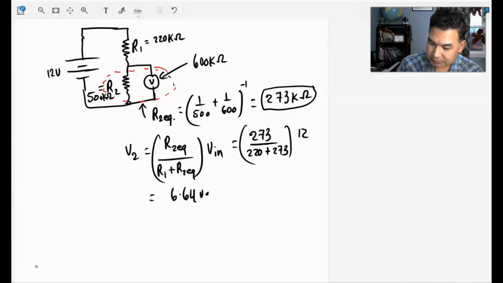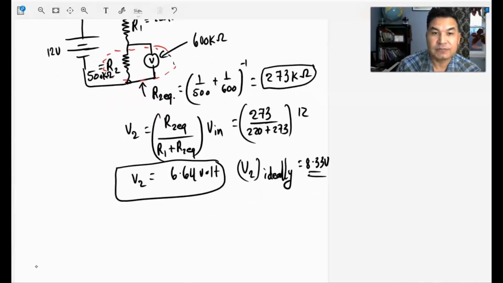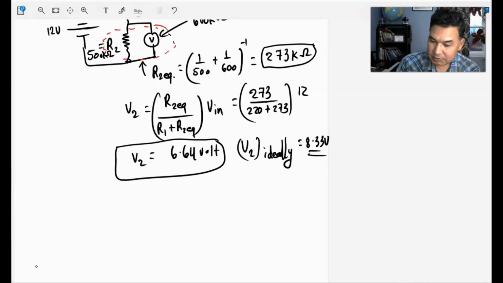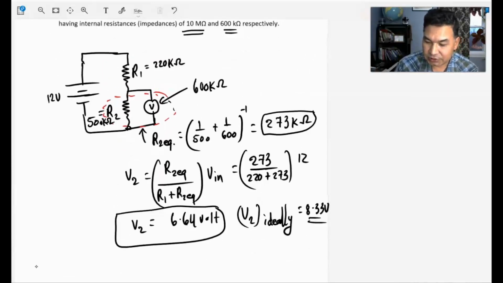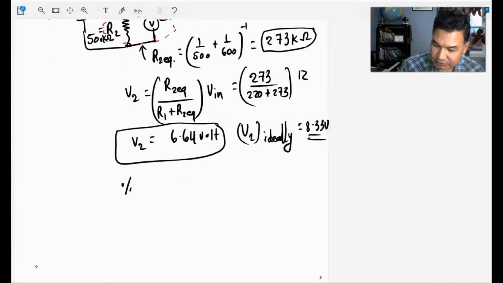And you can clearly see a huge difference in reading. Ideally, it should read 8.33 volts, as we saw from the first part. But it's only reading 6.64, huge difference, right? And it's because of this shunting. This is called shunting effect, because now the voltmeter is not ideal. It has only 600 kilo ohm, which is very low in terms of impedance, which is comparable to the second resistance 500 kilo ohm, and that's why it's reading really low voltage than it's supposed to.